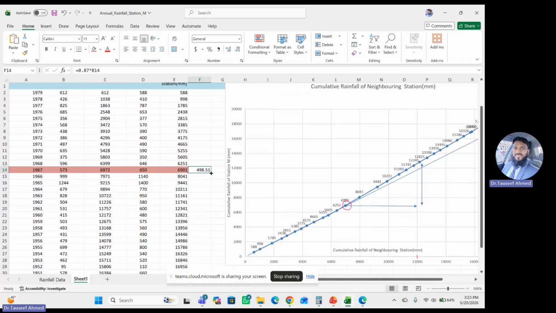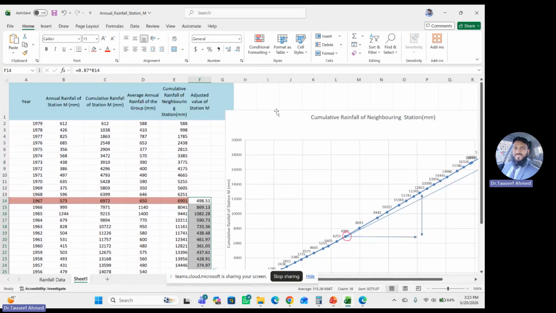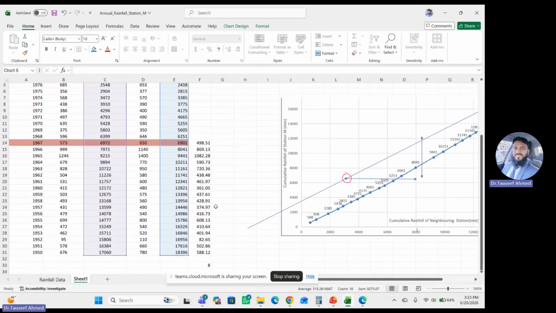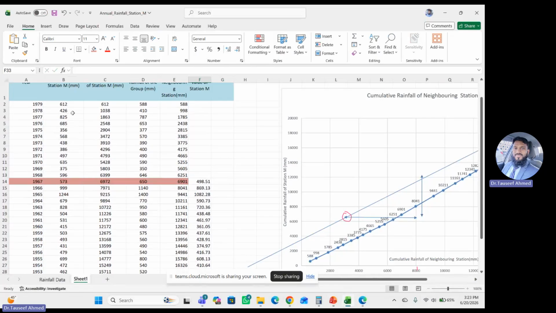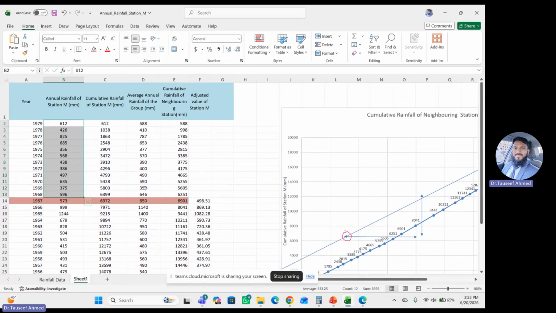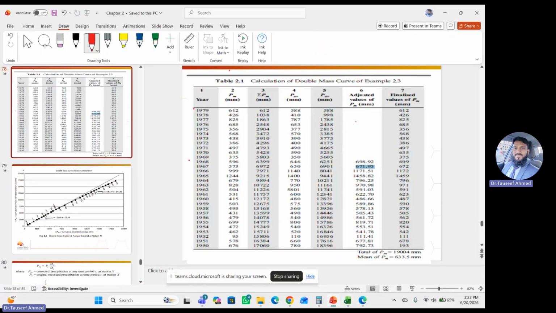And when you drag this, you will find all the corrected values. I hope this is clear. Now this is the correct value for station M. Now we want the cumulative value also, the corrected cumulative value. Here you will see the same is done. From here to here, these values are okay. But after that, from 1967 up to here, this value was wrong.